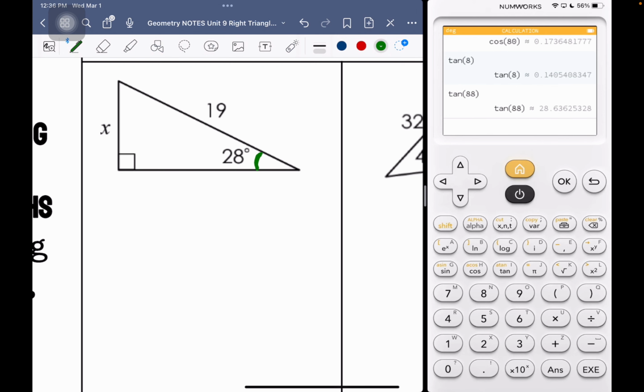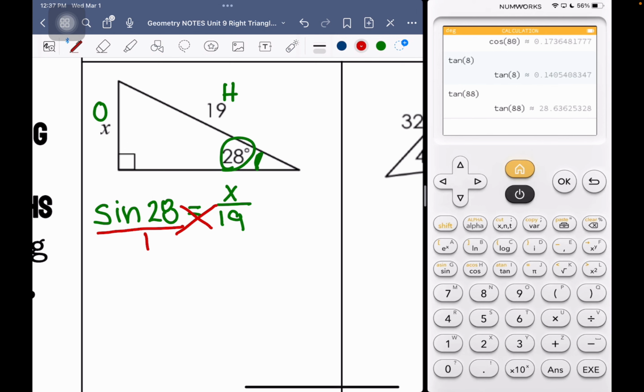This angle right here is our reference angle. So that means x is our opposite, and 19 is our hypotenuse. Sine works with opposite and hypotenuse. So the sine of our angle, sine of 28, is equal to x over 19. Now we have to solve for x. One way is to put this over 1 and solve by cross multiplying. So we get x equal to 19 sine of 28.